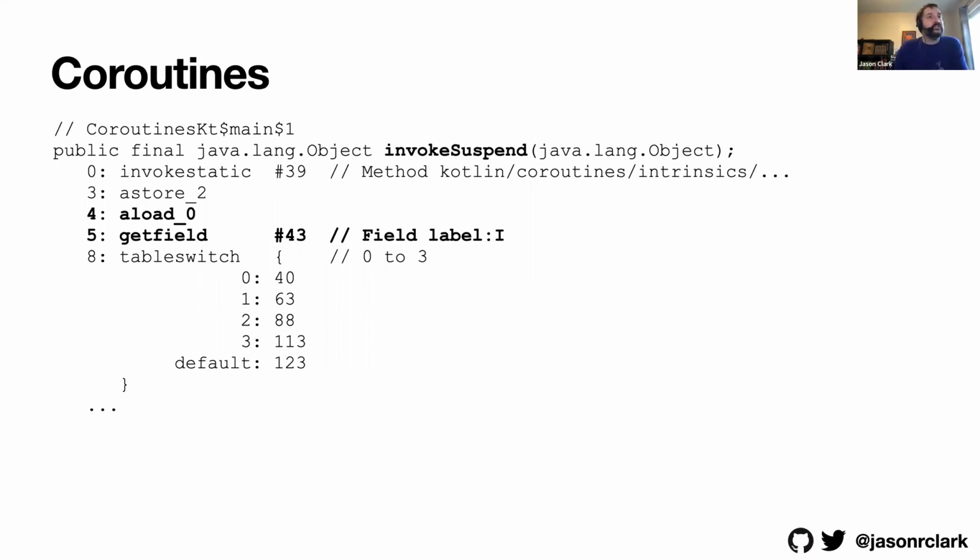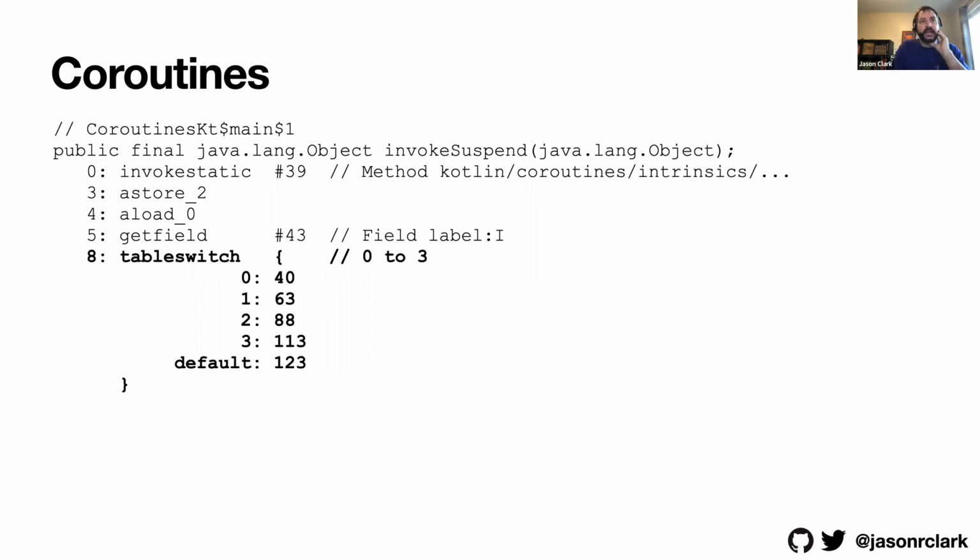So there is a field. It is not named nicely. They named it I, which is not quite as telling as it could be. But we're going to go load 0. That's load from this, and then get that field value. And so there's a field I that we're looking at, and then we do what's called a table switch.